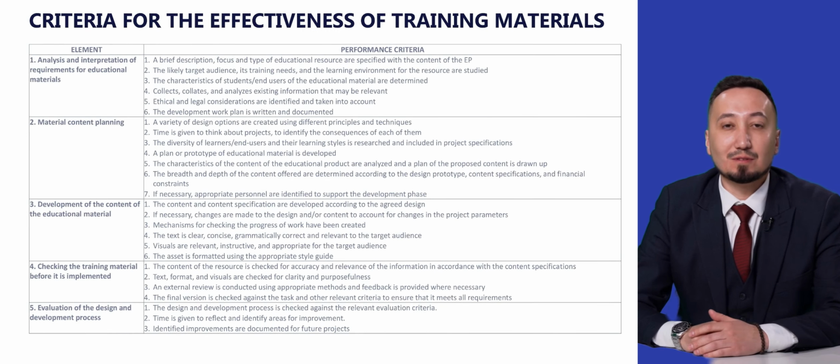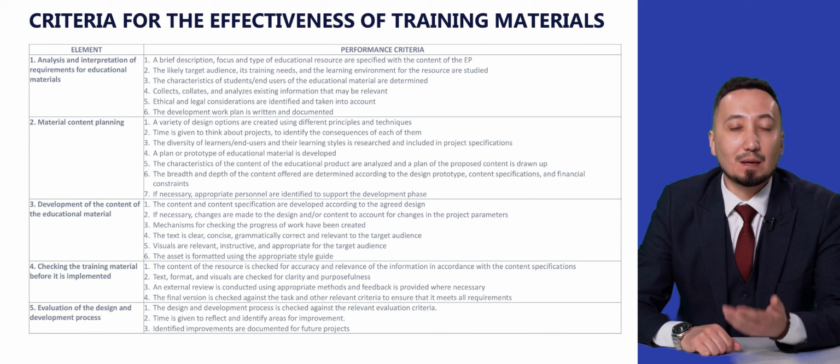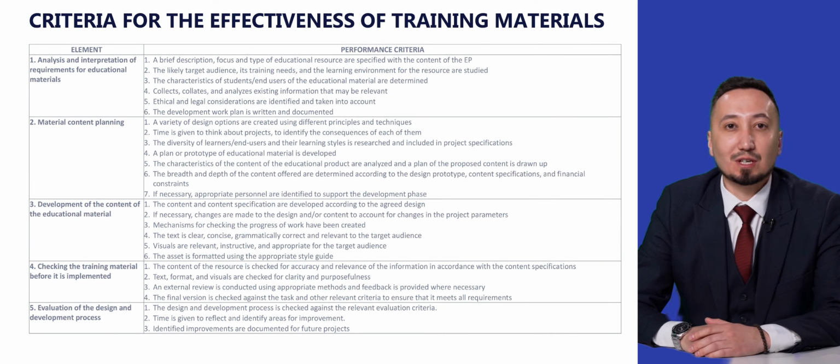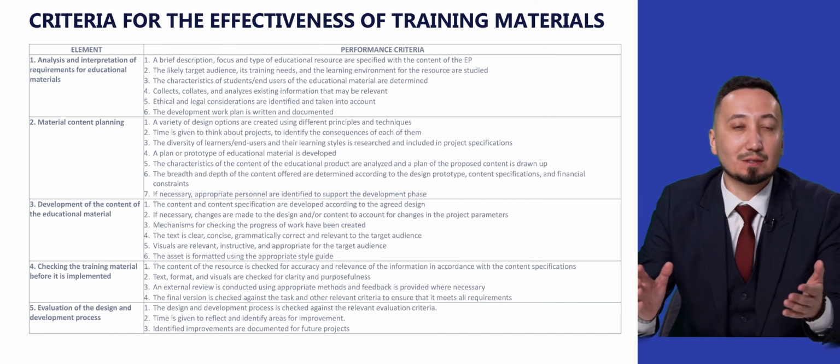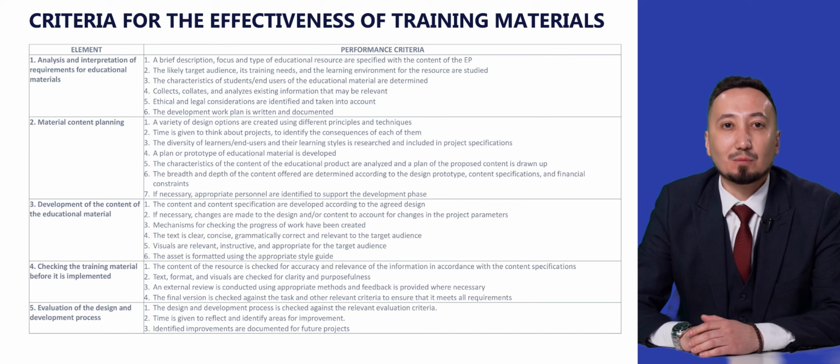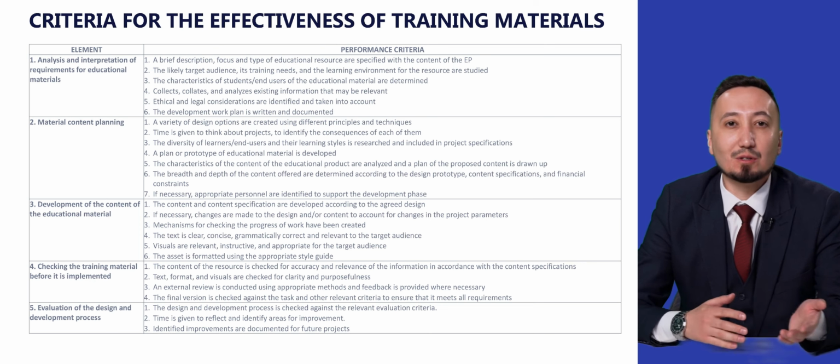The criteria for the effectiveness of educational resources in the element analysis and interpretation of requirements for educational materials are: 1. A brief description, focus and type of educational resource are specified with the content of the EP. 2. The likely target audience, its training needs, and the learning environment for the resource are studied. 3. The characteristics of students and users of the educational material are determined. 4. Existing information that may be relevant is collected, compared and analyzed. 5. Ethical and legal considerations are determined and taken into account. 6. The development work plan is written and documented.